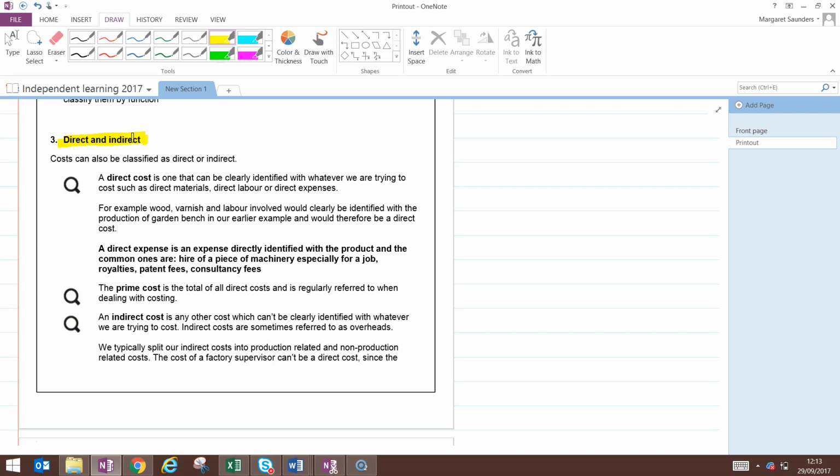And finally, we have direct expenses. So these are expenses that are directly identified with the product. You will not come across many of these. The ones you are likely to see are a hire of piece of machinery, especially for the job, royalties, patent fees, consultancy fees. These are the most common direct expenses you're likely to come across. When we add together our direct material cost, our direct labour cost and the direct expense cost, this gives us what's known as the prime cost.